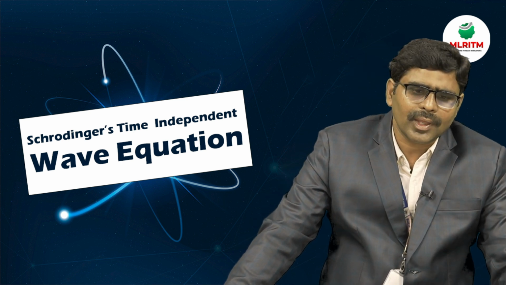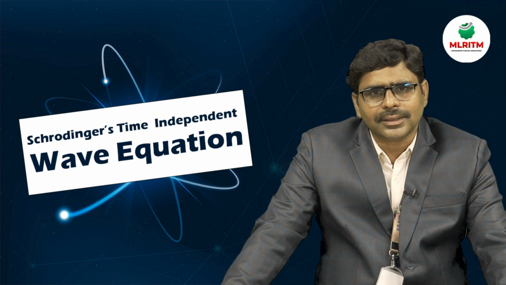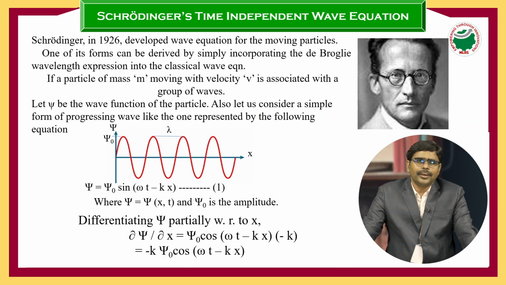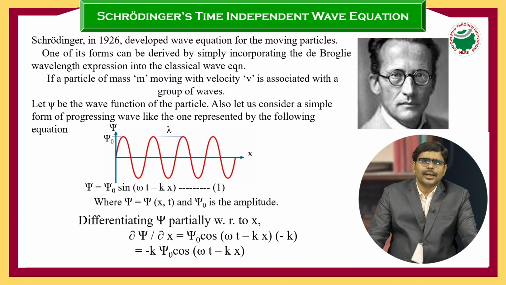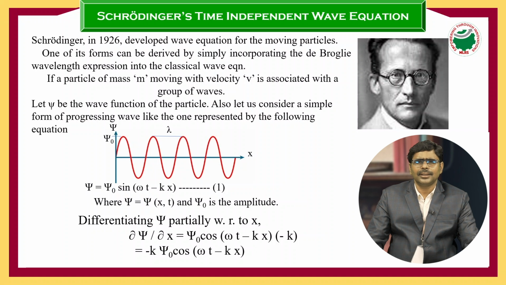Today I am going to discuss Schrodinger's time independent wave equation. Generally, we know that a particle is associated with a wave, and a wave moves like a particle. This is explained by de Broglie's hypothesis. After the invention of these things, all of physics was renewed or revised as quantum mechanics.